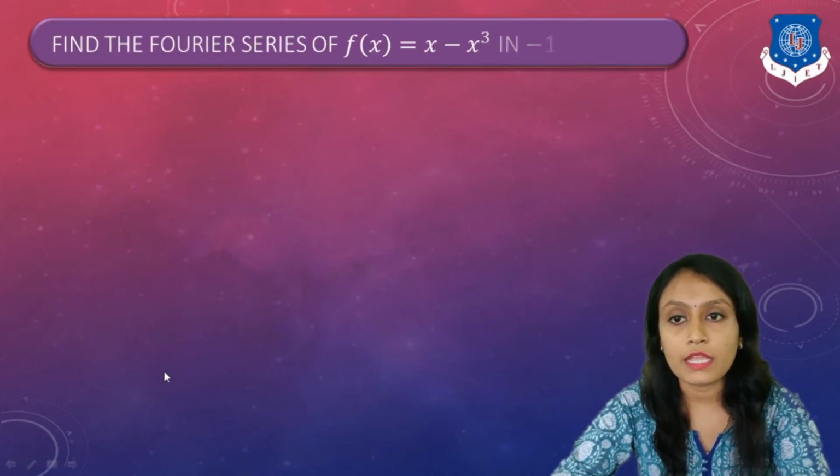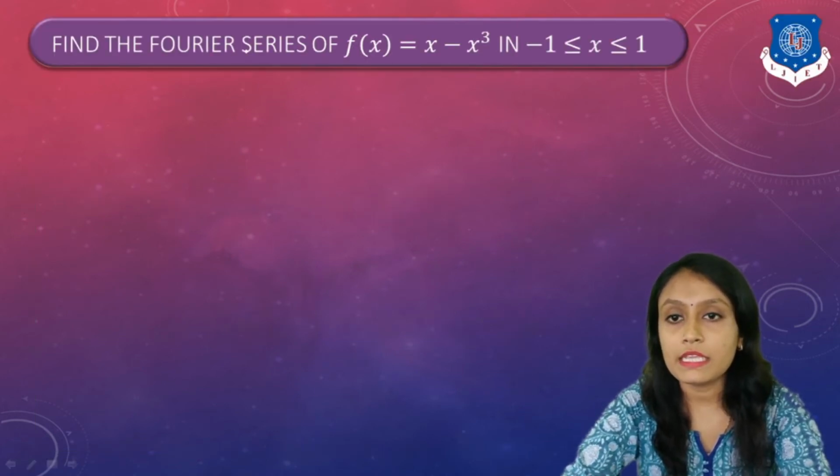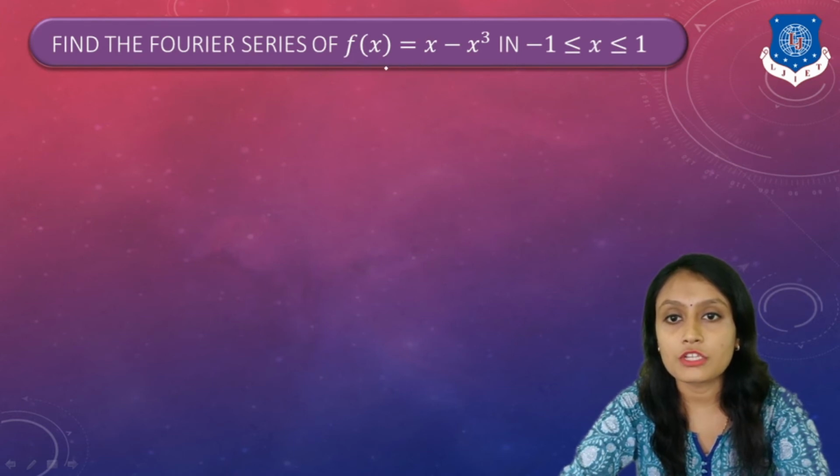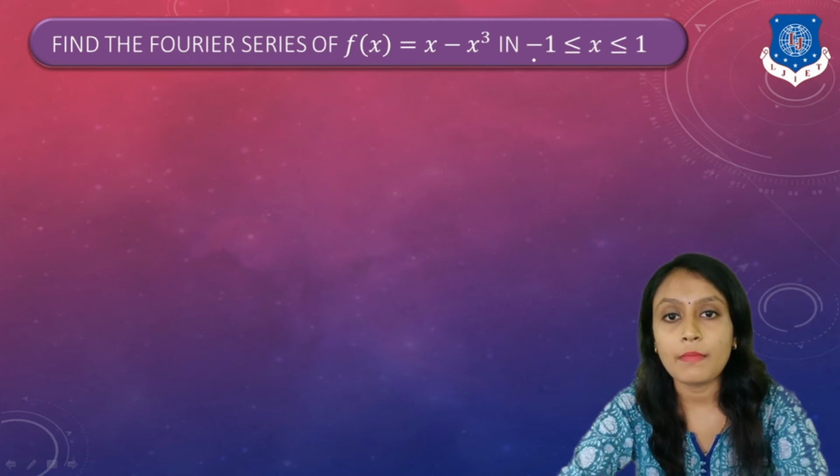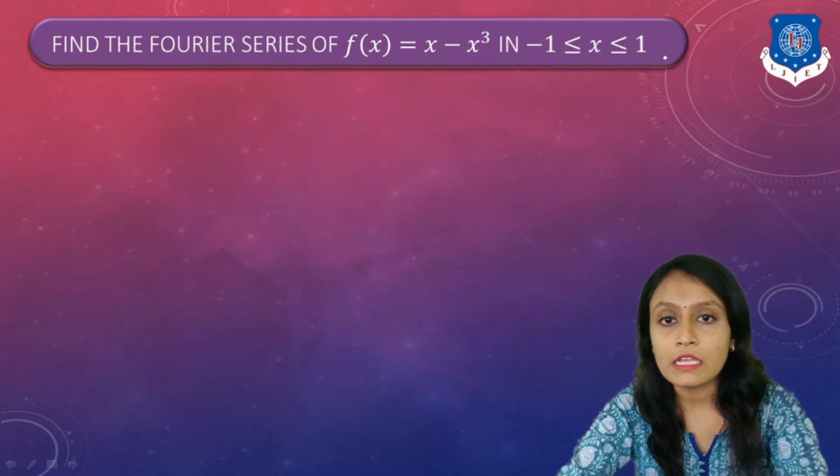Now let's see one more example. The example is: find the Fourier series of the function f(x) is equal to x minus x cube in the interval minus 1 to 1. Here again we have the interval in the form of minus l to l. So compare with this, and you will get the value of l as 1 and the function f(x) is equal to x minus x cube.